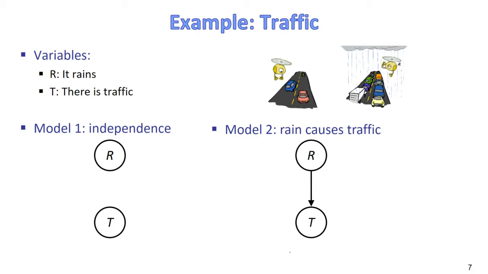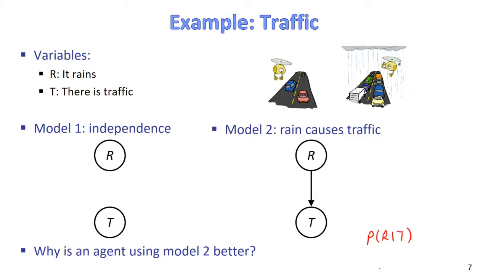Okay. Now, what is the difference, or what makes model 2 here better? Yes, it encodes reality. It is closer to reality that we believe that rain causes traffic, or rain influences traffic. But it's not only that. This allows us to really do inference. Like, we can now compute the probability that we have rain given that we have traffic, or the opposite, probability of traffic given rain.